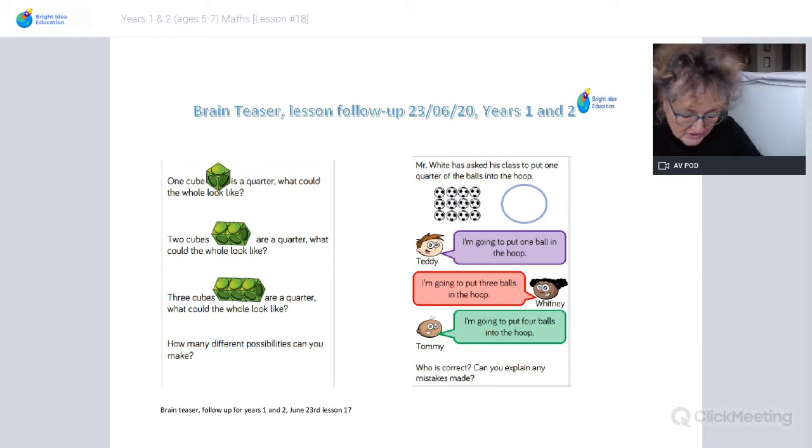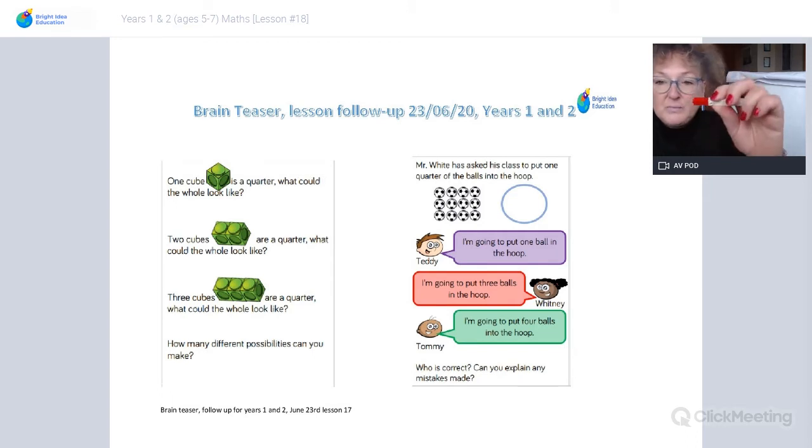The next one says, if 2 cubes is 1 quarter, what does the whole look like? If 2 cubes are 1 quarter, what does the whole look like?